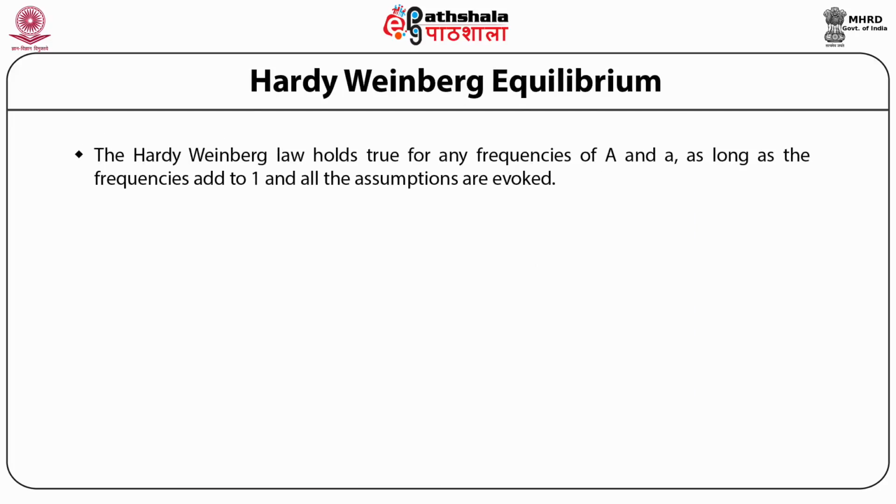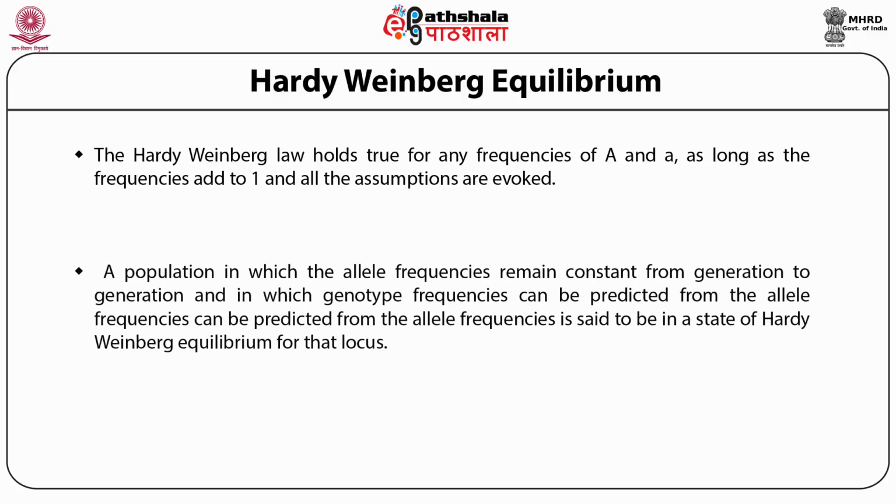The Hardy-Weinberg law holds true for any frequency of A1 and A2 as long as the frequencies add to 1 and all the assumptions are invoked. A population in which the allele frequencies remain constant from generation to generation and in which genotype frequencies can be predicted from the allele frequencies is said to be in the state of Hardy-Weinberg equilibrium for that locus.